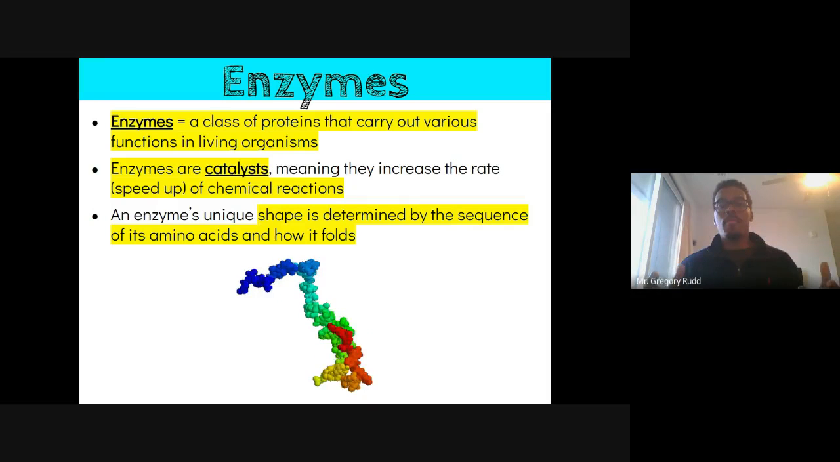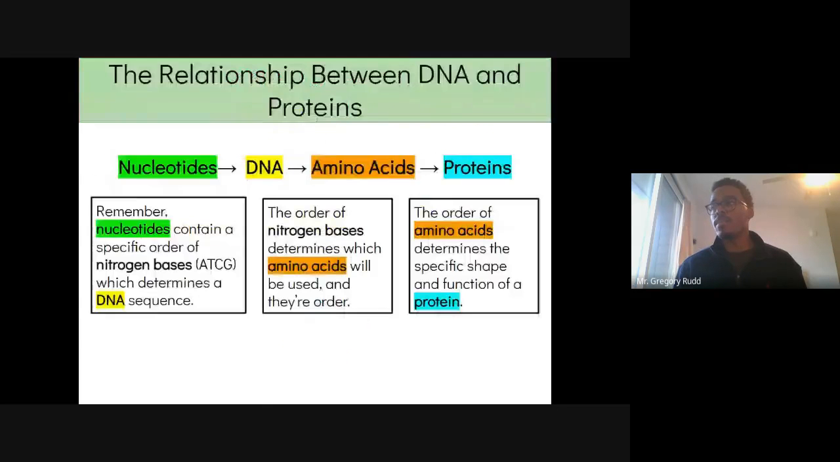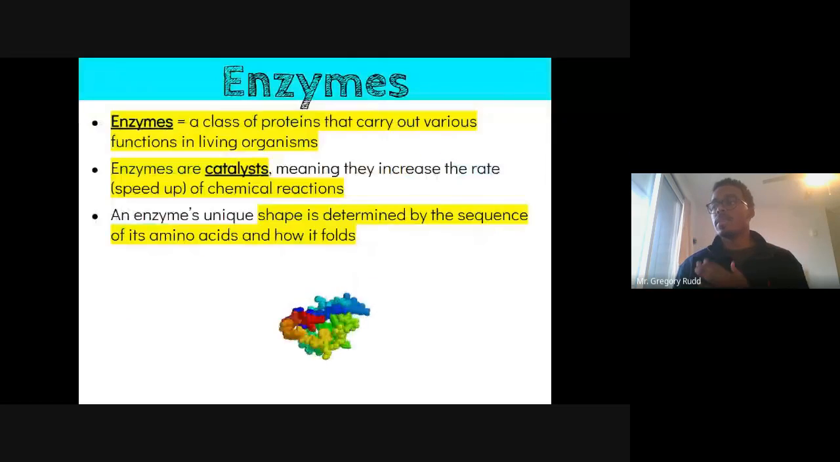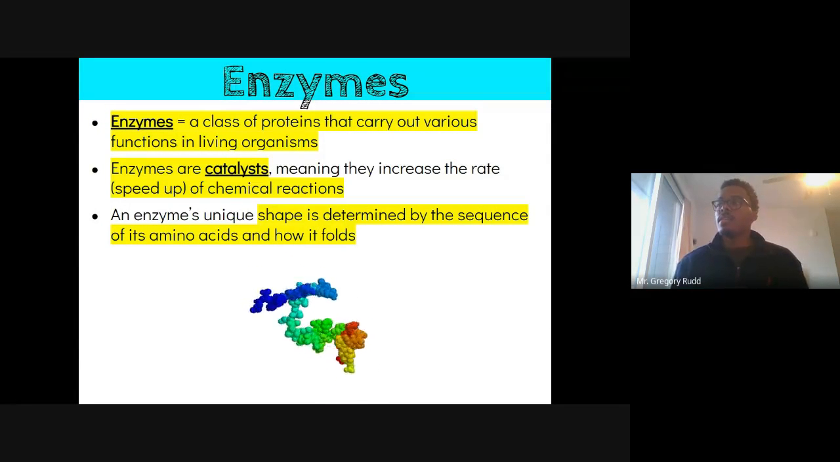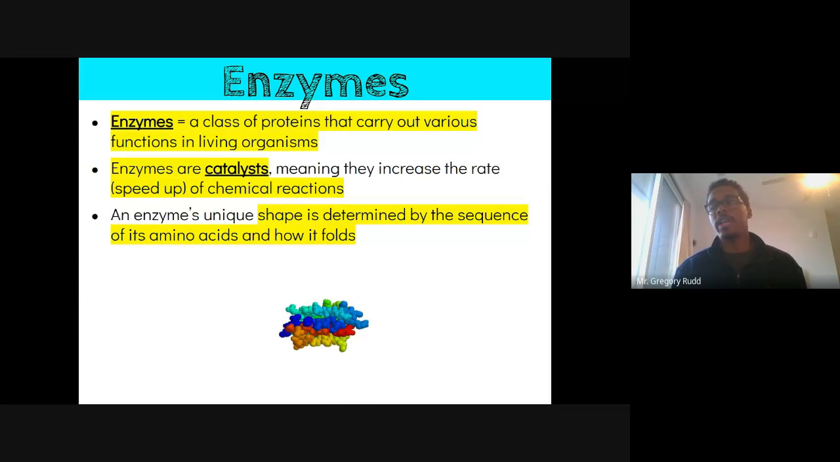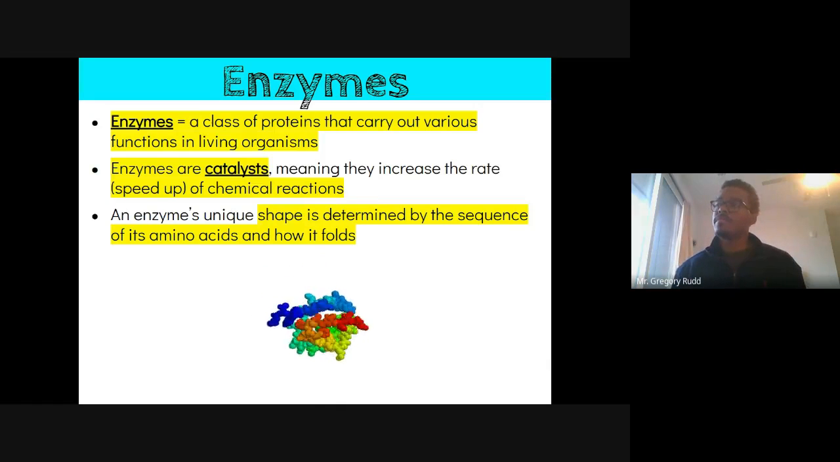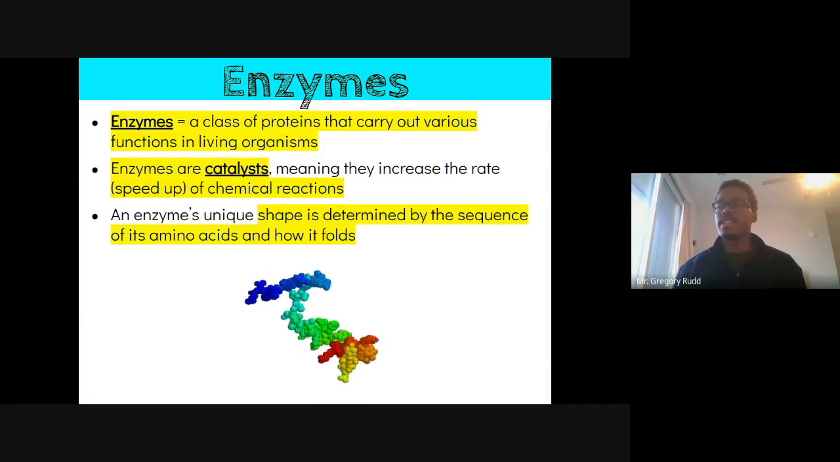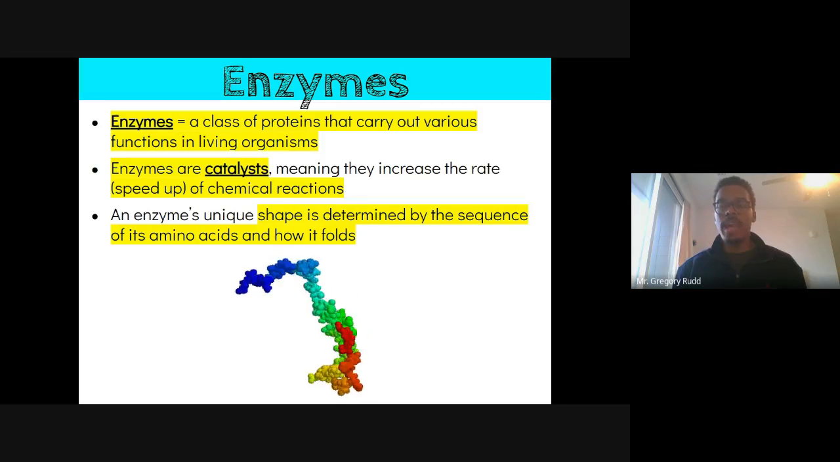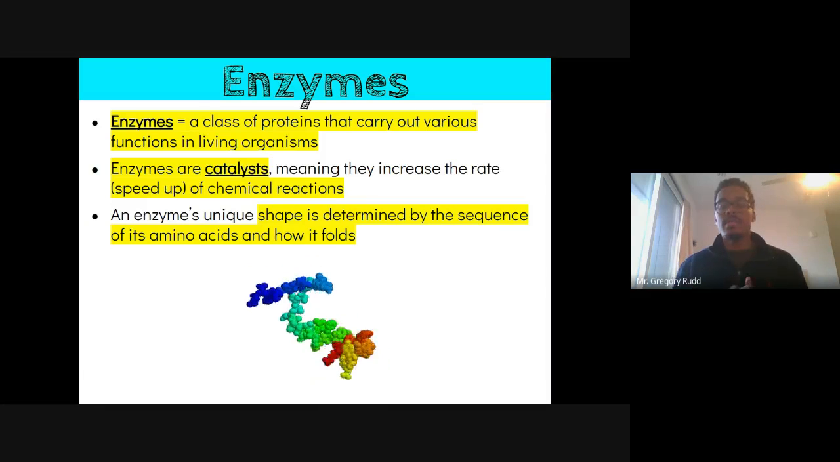Now, enzymes are proteins. So this is stuff that I would like for you to write down. This slide right here is not important right now. We're going to go into much greater detail about this later in the course. But this is what I do want you to write down. Enzymes are a class of proteins that carry out various functions in living organisms. The primary function of an enzyme is to increase the rate of a chemical reaction. And when we say increase the rate, what we're talking about is speeding things up. Enzymes speed things up. And this is why we call them catalysts. A catalyst is something that speeds up a process.